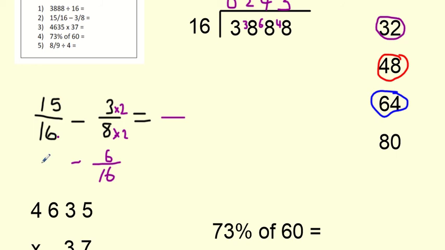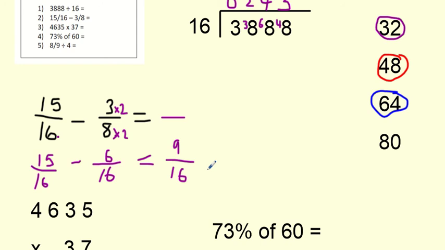Now, I don't need to do anything to this fraction because it's already got the denominator of sixteenths. Okay. Now I've got the same denominator then, Year 6. What can I do? You're absolutely right. I can do 15 subtract 6, which is 9. And we know the denominator remains the same. It's 9 sixteenths. Okay, what question do we ask ourselves at this point, Year 6? Well done, everybody. Can we simplify?